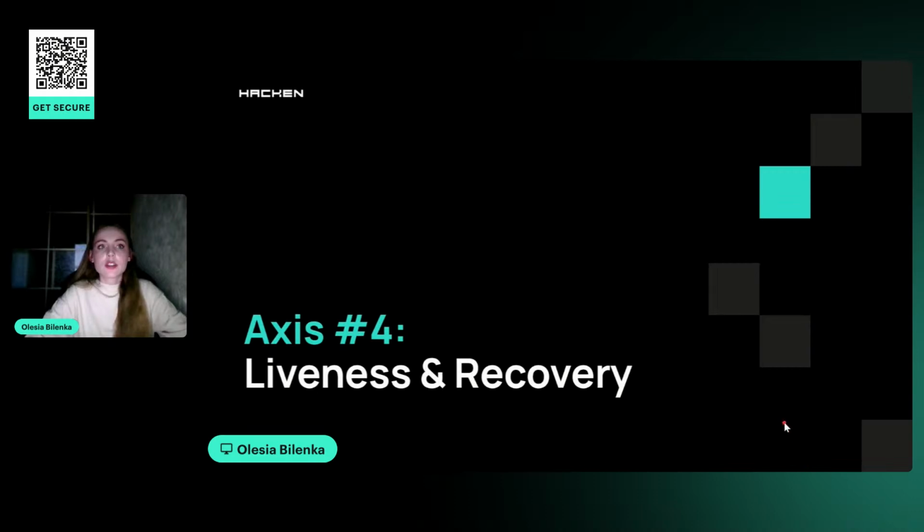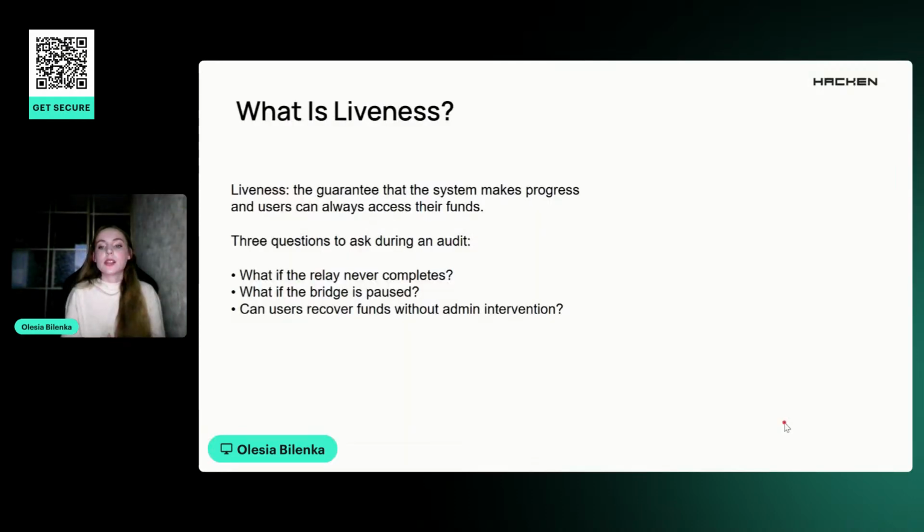So the definition of liveness is the ability of the system to make progress and users to be able to refund their funds back. So there are three main questions we need to ask during the audit in terms of liveness. What if the relay never completes? What if the breach is posed? And if there is a possibility for users to recover funds without any privileged role intervention?